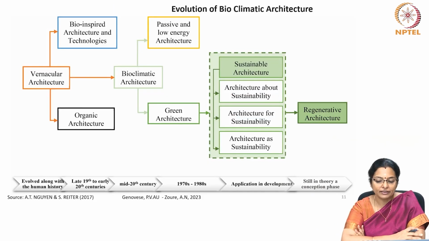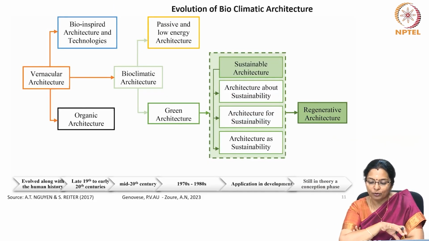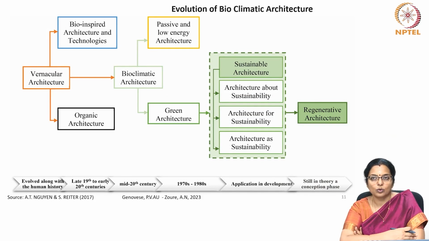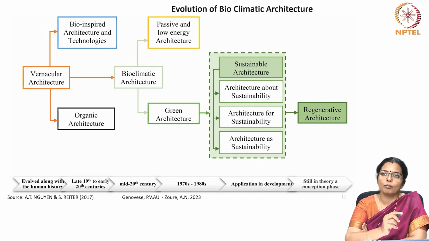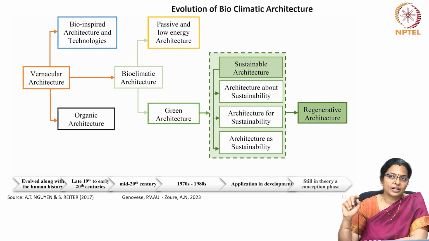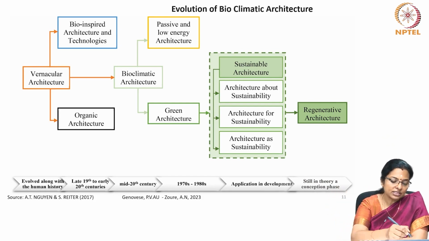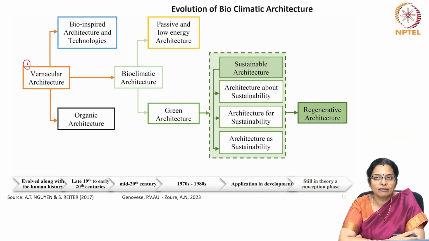Now, let us briefly look at the evolution of bioclimatic architecture, the way we would want to take this course. So, we have seen vernacular architecture, which is the simplest form of climate adaptation in architecture, which is usually done by using locally available materials to build shelters. Architecture has some adaptations to local natural and social conditions. This has evolved along the history.